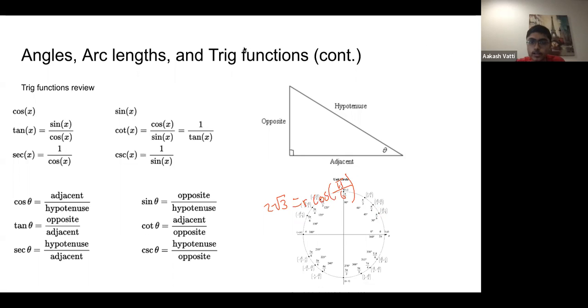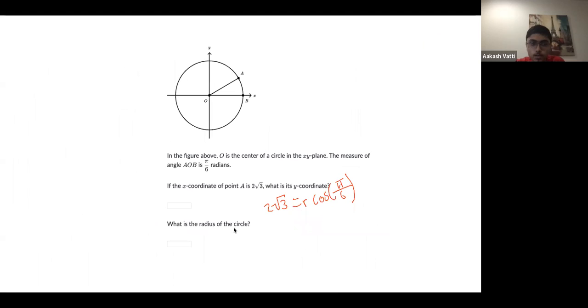All right, so you have 2 square root 3 equals r cosine pi over 6, which is square root 3 over 2. The cosine of pi over 6 is square root 3 over 2. Then you divide by square root 3 over 2, which is the same thing as multiplying by 2 over square root 3.